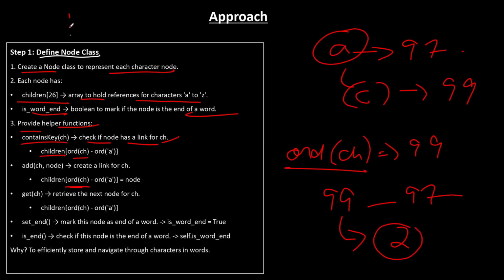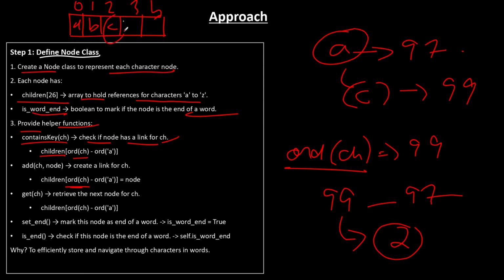So in the list children, 0, 1, 2, 3, 4. So here A was stored, B was stored, then C will be stored here. Getting my point? This is what is actually happening here to make it much easier.